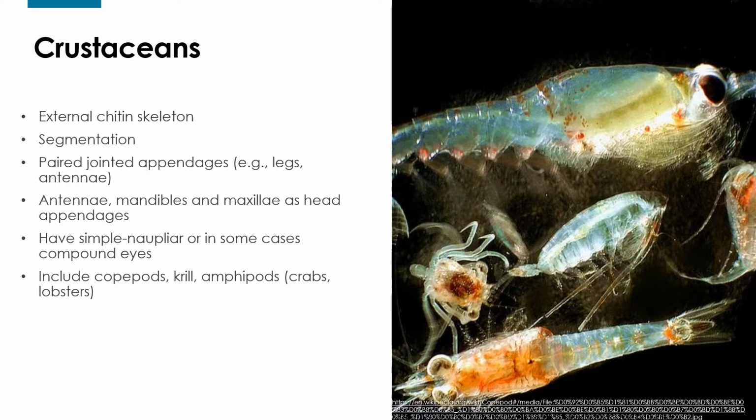The segmentation allows for the copepods, krill, and amphipods to be able to bend and move around in the water. They also consist of paired jointed appendages, so the legs and the antennae. Along with the antennae are mandibles and maxillae that are part of the head appendages. The maxillae serve to transport food to the mandible, but also assist in water filtration, and sometimes also play a role in cleaning and grooming. Crustaceans have simple nauplius eyes, or in some cases compound eyes, and these eyes help with sensing the direction of where the sunlight is coming from. Crustaceans include copepods, krill, and amphipods, which are related to crabs and lobsters.